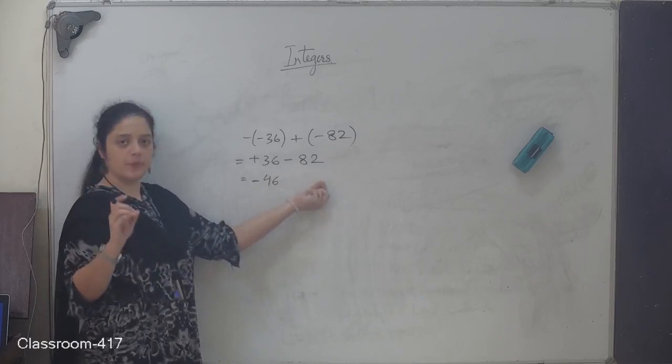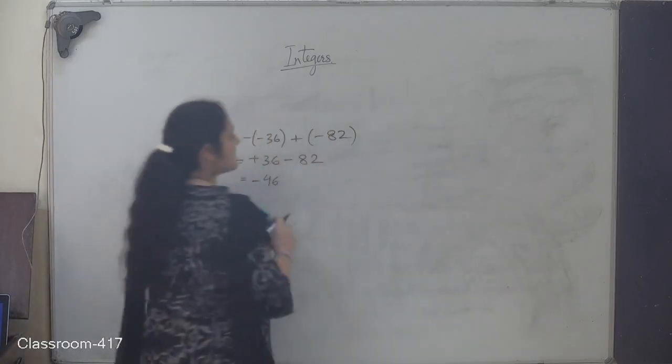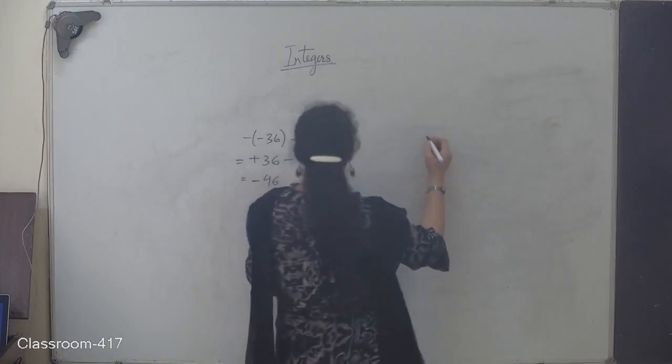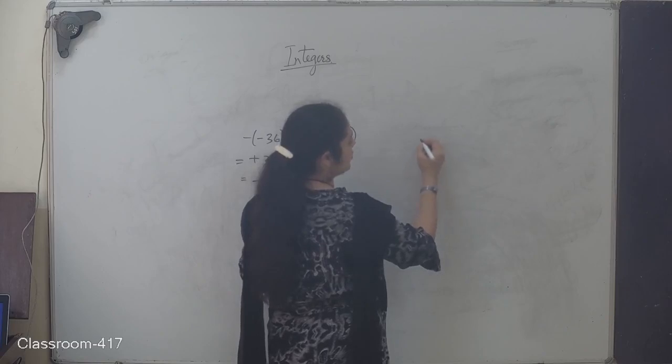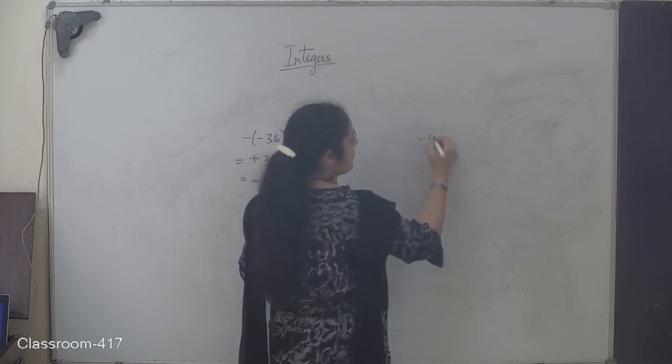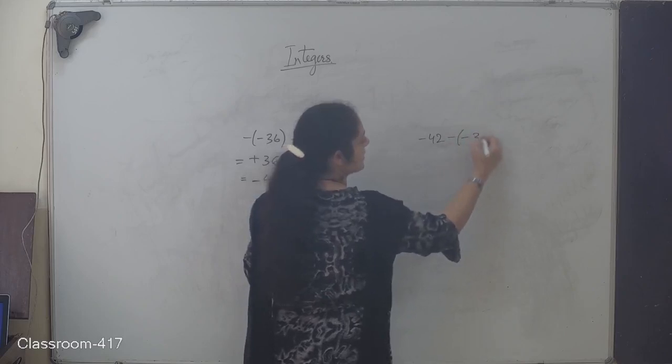This is very, very important. This is the base of integers. So just practice this a bit. I'll give you one more maybe, and I will not solve it. So you just think about the answer, and then I'll give you the answer. Supposing I give you, let's say, -42 minus minus 30.